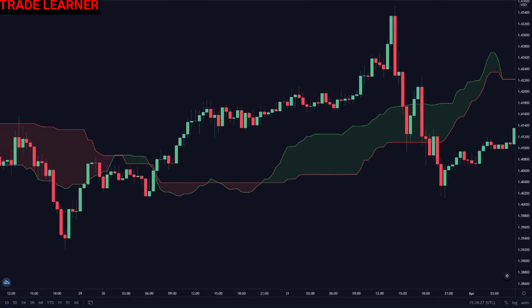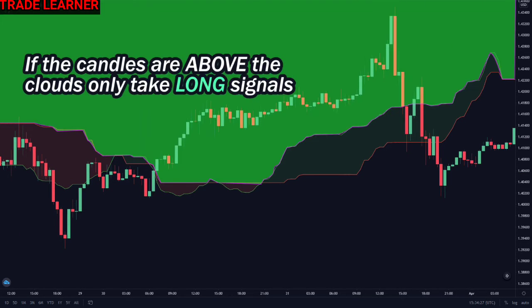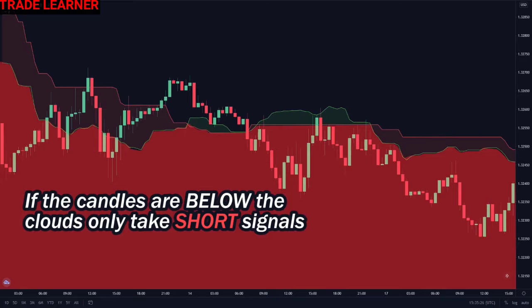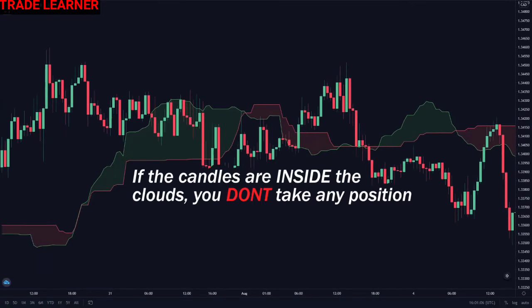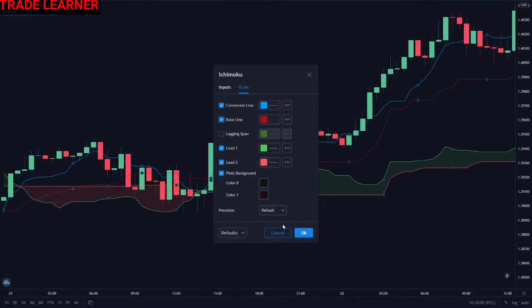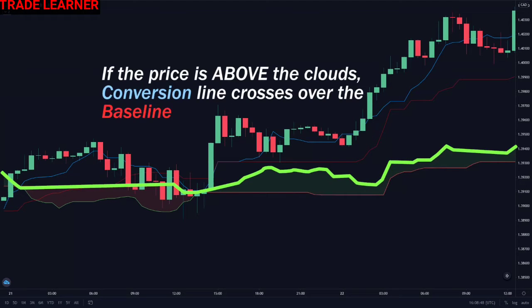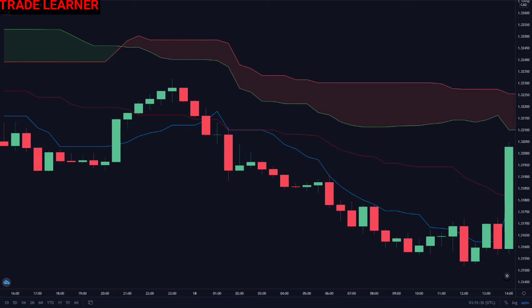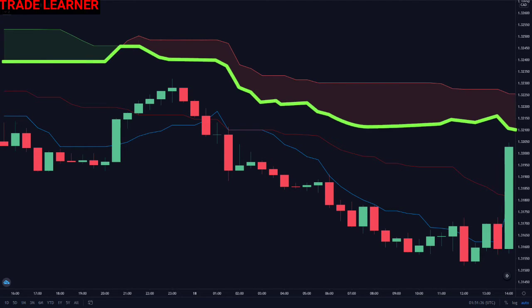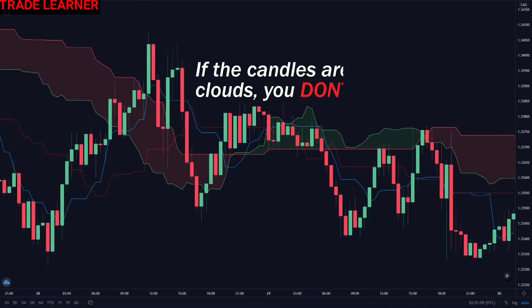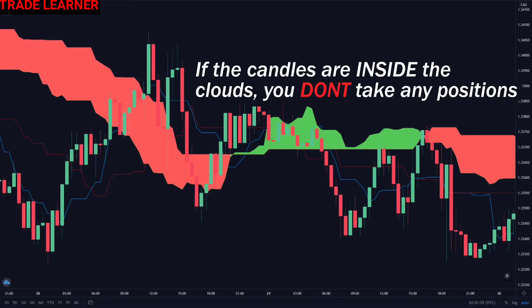So the Kumo cloud has a couple of rules. If the candle is above the cloud, you only take long signals. And if a candle is below the cloud, you only take short signals. And if the candles are inside the cloud, you don't take any positions. Now we combine all of them together. If the price is above the cloud and the conversion line crosses above the baseline, you take a long position. It's the same thing with a short position. When a candle is below the cloud and the conversion line crosses below the baseline, you take a short position. And remember, do not take any trades if the price is inside the cloud.